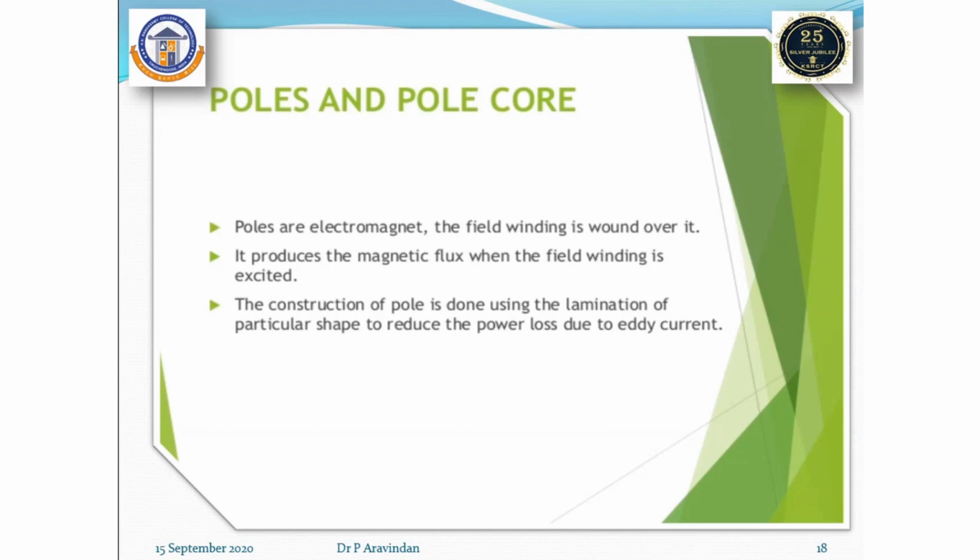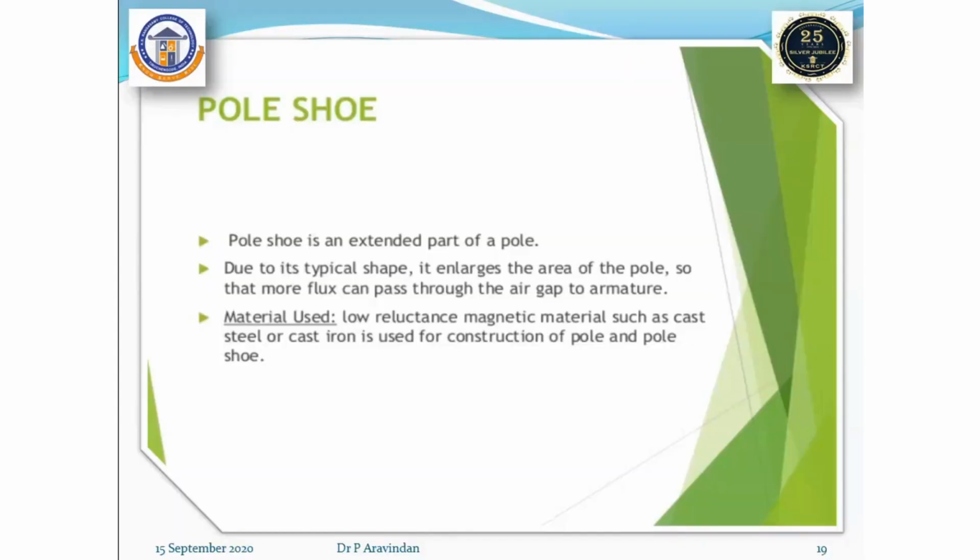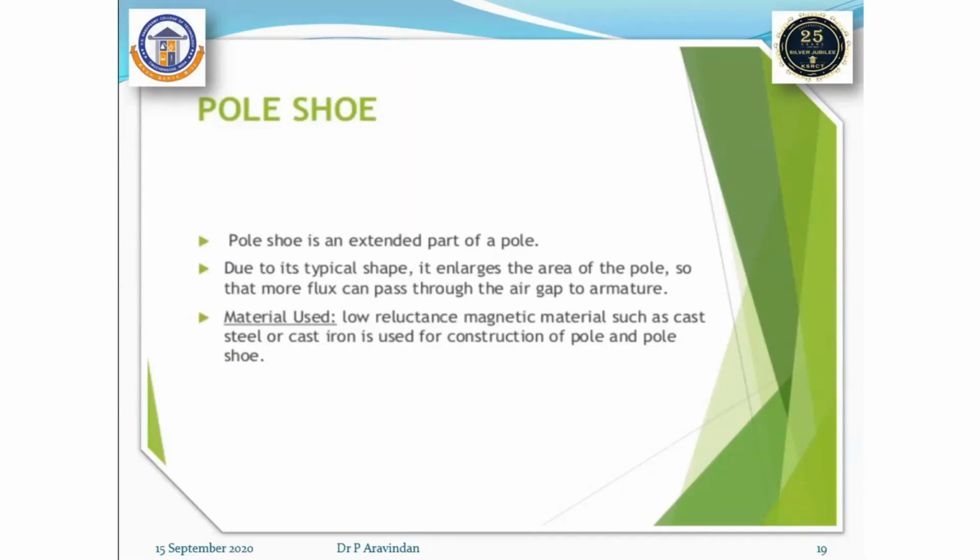Already we have studied the two losses in the DC machine, that is eddy current loss and hysteresis loss, in the constant loss category. So to reduce the eddy current losses, we have to select the appropriate lamination from the various shapes of laminated sheets. Then the pole shoe is an extended part of the pole; due to its typical shape, it enlarges the area of the pole so that more flux can pass through the air gap to the armature. Materials used to construct your poles are the same low reluctance magnetic materials such as cast iron or cast steel, used for construction of the pole and pole shoes.